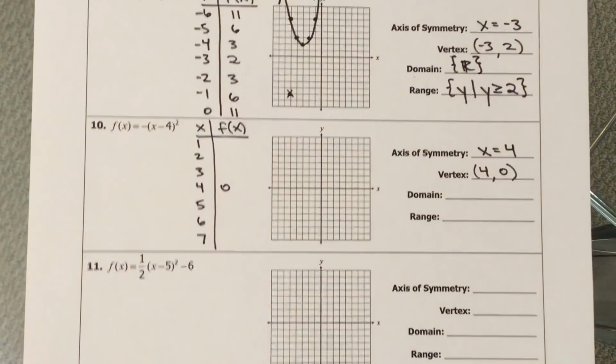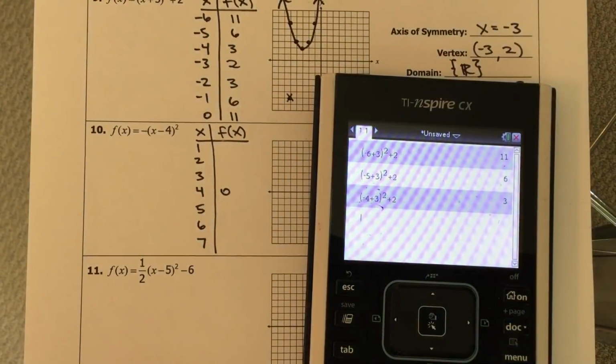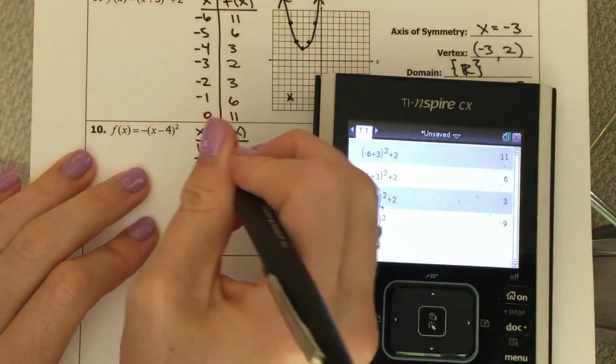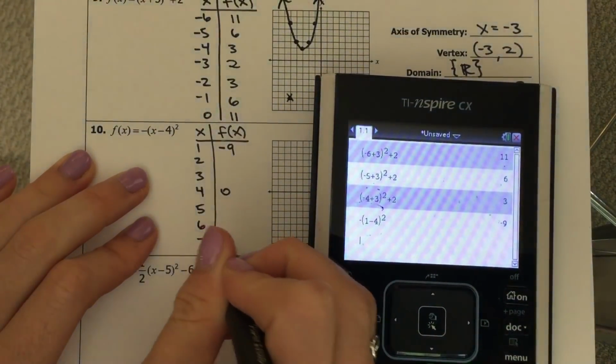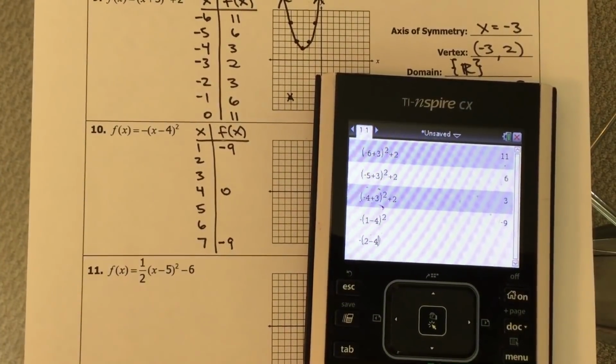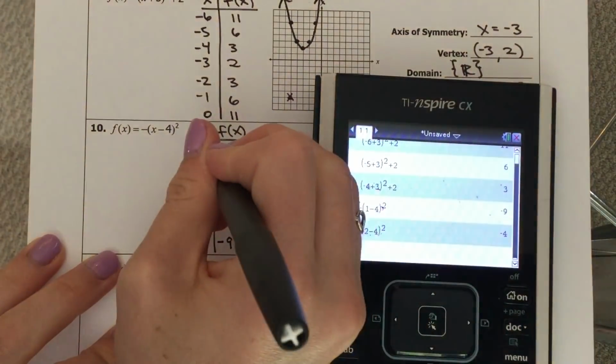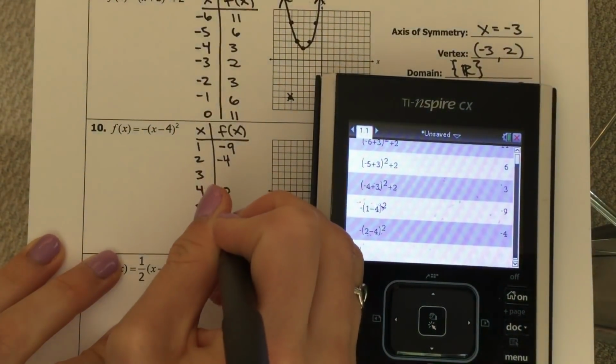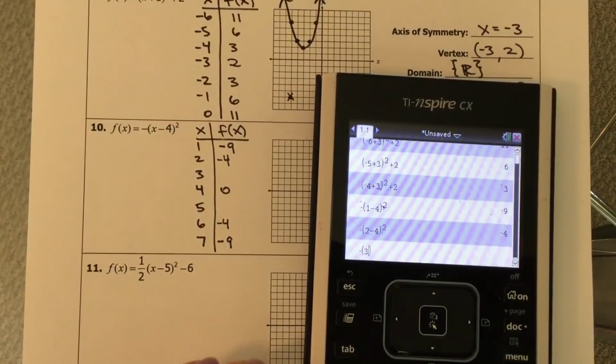So now let's plug the other 3 values into our calculator. I can start with the 1. That gives me negative 9, which will be just slightly off our graph, so I can squeeze it in. And then the 2, which gives me negative 4. And finally the 3.